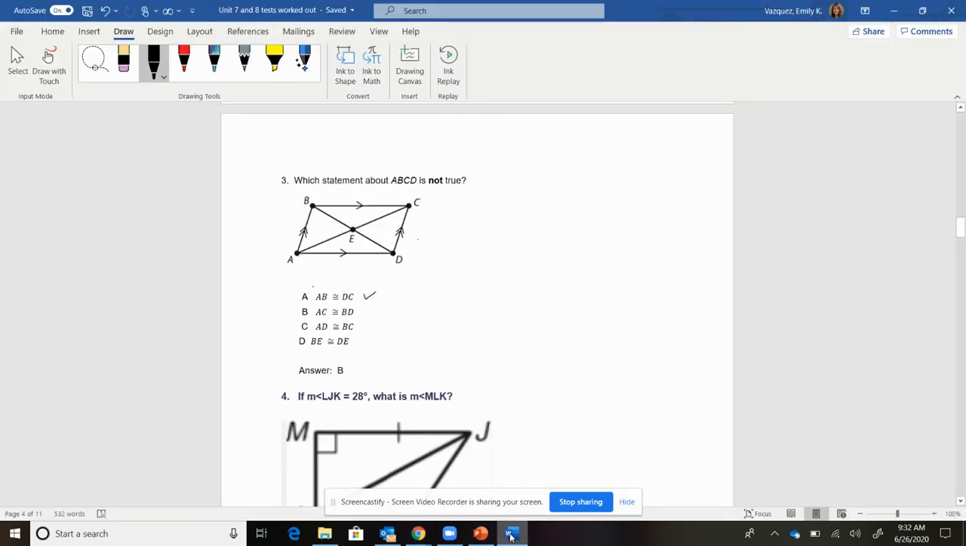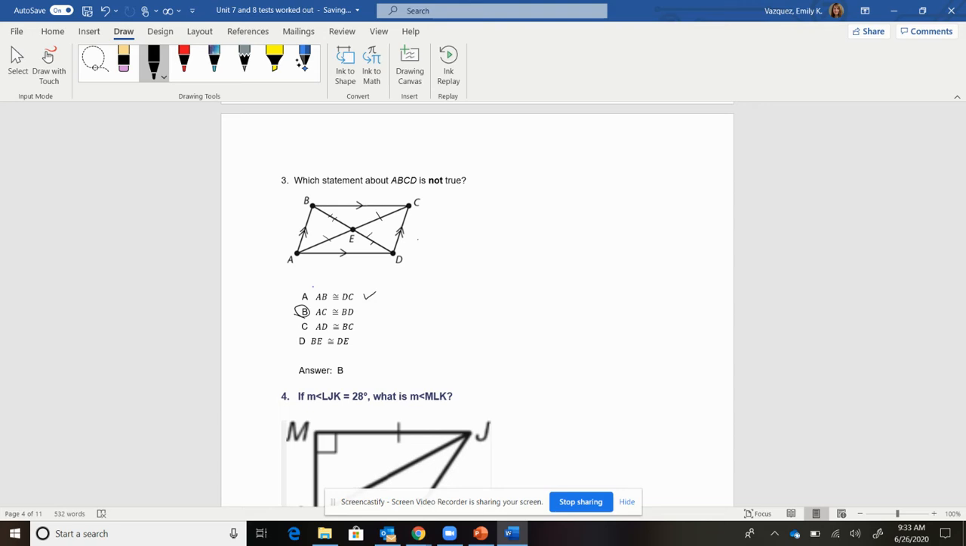So let's look at that question again. So is AC equal to BD? We cannot say that that's true. So which statement isn't true? So far, B is not true because there's nothing in our properties that says that they're congruent to each other. It only says that it bisects. So that means these sides would be equal and these sides would be equal. I'm going to continue going through these.